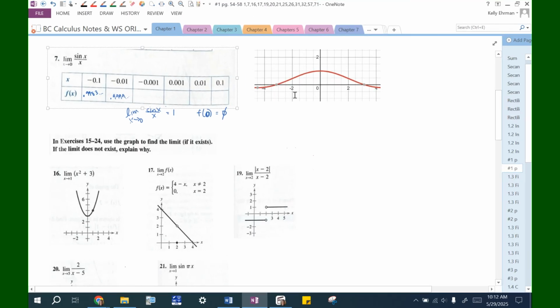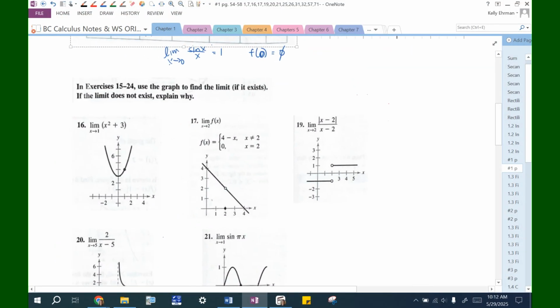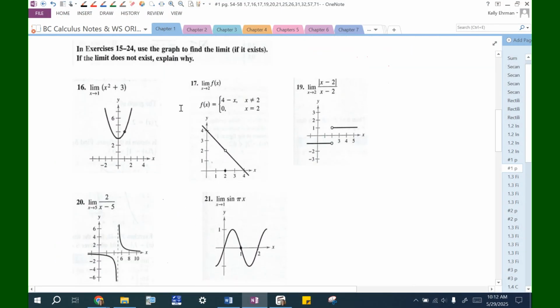All right. Use the graph to find the limit if it exists. So we don't need a graphing calculator for this part. If the limit does not exist, explain why. So remember, our 3 reasons were: if the limit doesn't exist, maybe the left side doesn't reach the right side, or there's an unbounded region, or maybe some oscillation happening. So the limit as x approaches 1.